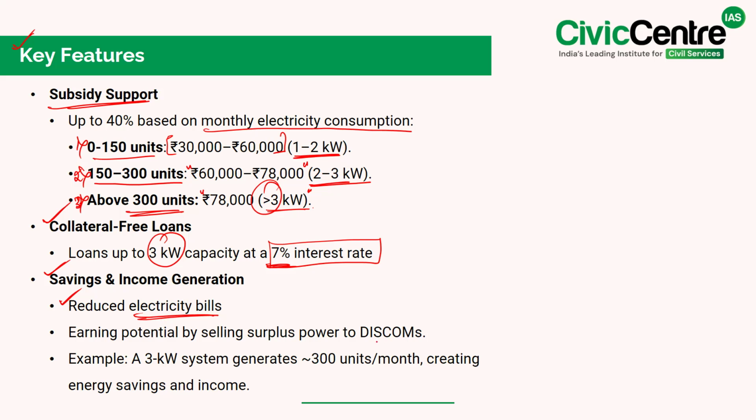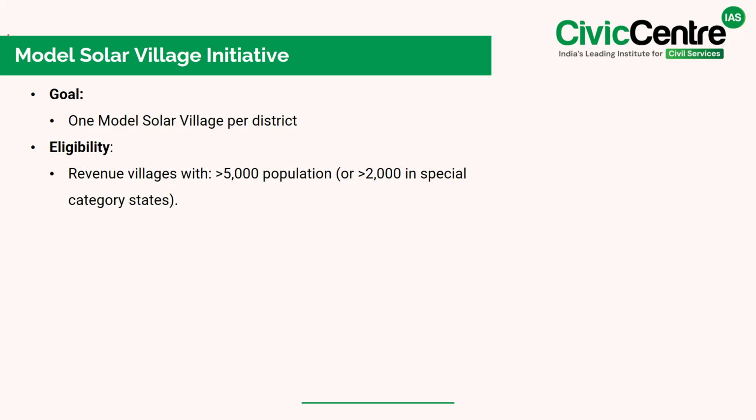For example, a 3 kilowatt solar system generates approximately 300 units per month, enabling house owners to offset the energy cost while creating additional income opportunities. And as a part of its broader vision, the government has introduced the Model Solar Village initiative to promote energy self-reliance in the rural areas.